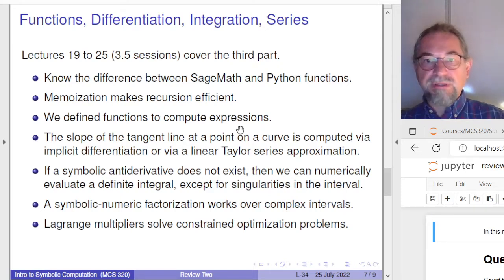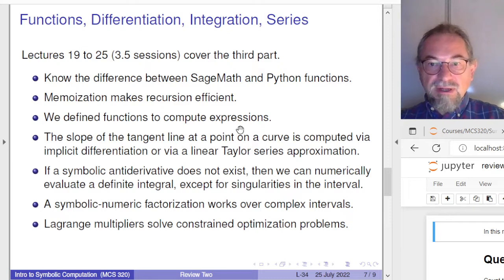Another important topic is anti-differentiation or integration. One can solve symbolically many integrals, provided that the symbolic antiderivative exists. If it doesn't, then we can still evaluate numerically the integral. Note that the hold is true is actually here very interesting for defining the integral.